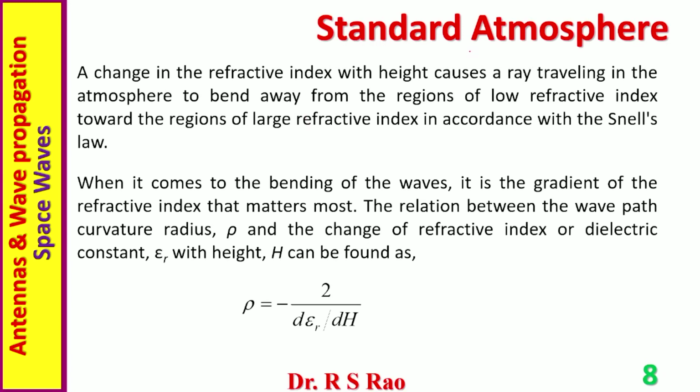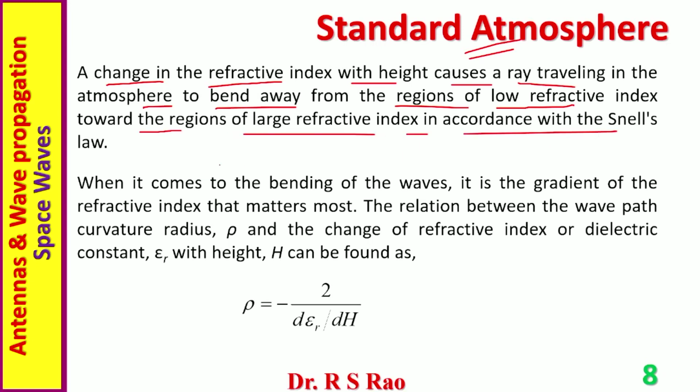Continuation. Here are some points regarding standard atmosphere. A change in the refractive index with height causes a ray traveling in the atmosphere to bend away from regions of low refractive index towards regions of large refractive index in accordance with Snell's law. So what happens is, this is Earth, refractive index n decreases with increase in height. So the wave bends towards regions of large refractive index. It means a wave traveling like this bends like this. We are going to see this bending is beneficial as it enhances the link range.